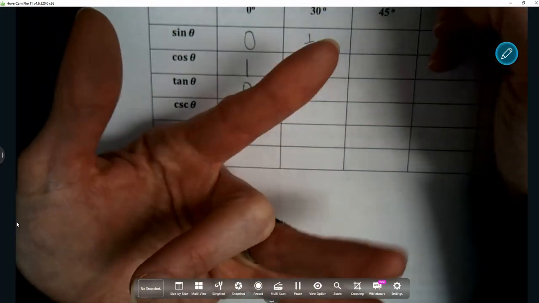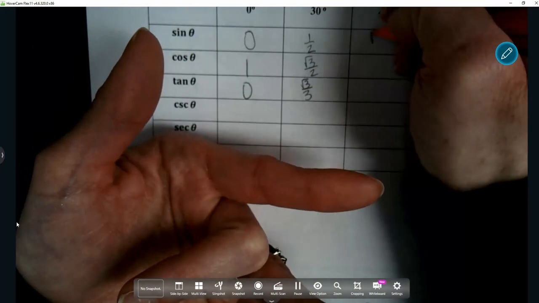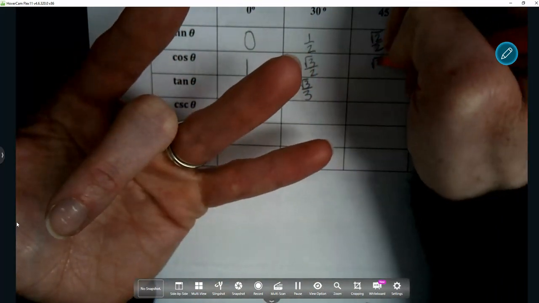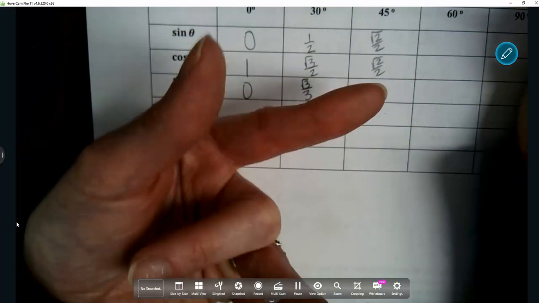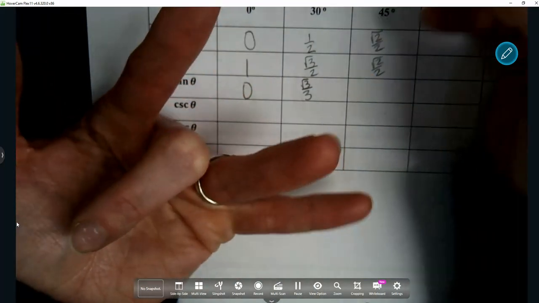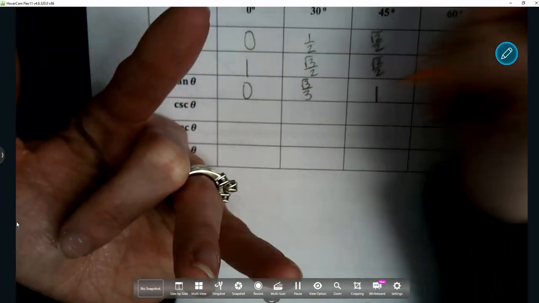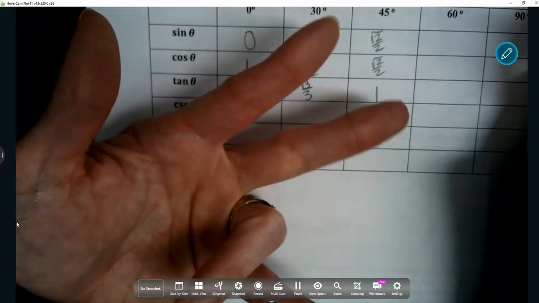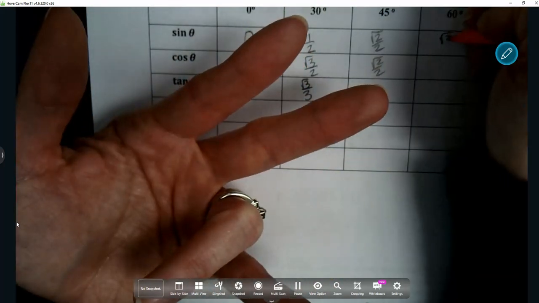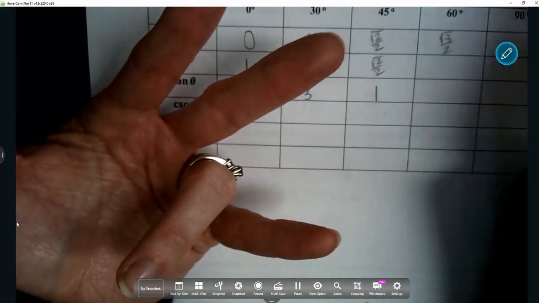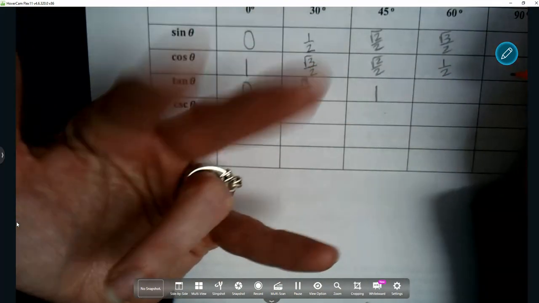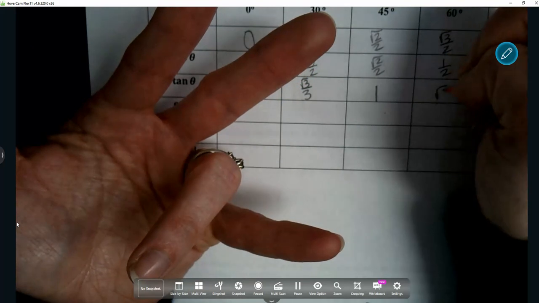45. Sine, square root of the top over 2. So square root of 2 divided by 2. Cosine, square root of the bottom over 2. Tangent, square root of the top over square root of the bottom. So radical 2 over radical 2 is 1. 60, sine, square root of the top over 2. Cosine, square root of the bottom. So square root of 1 is 1 over 2. Tangent, radical 3 over radical 1 is just radical 3.